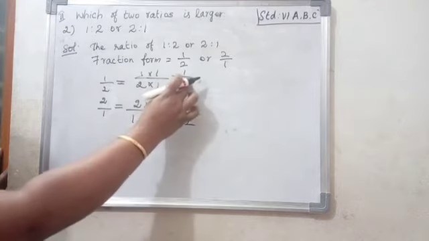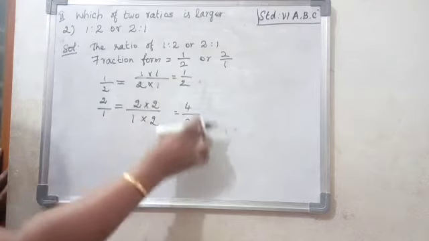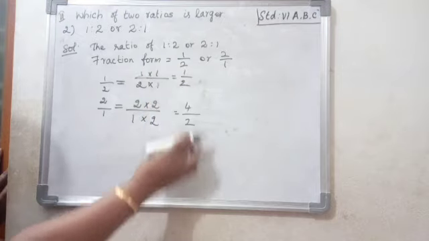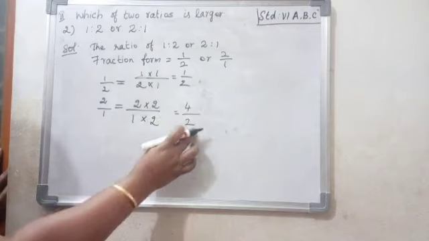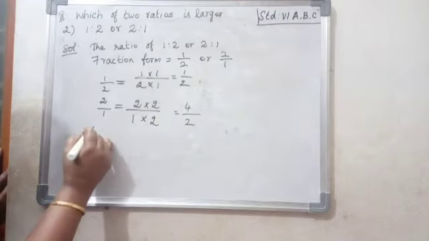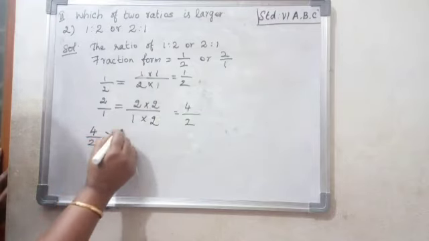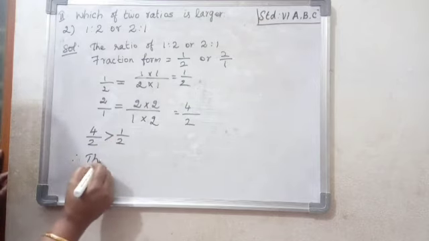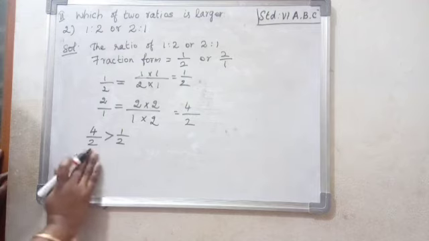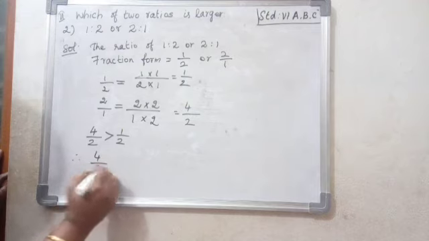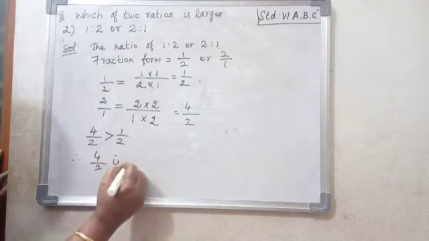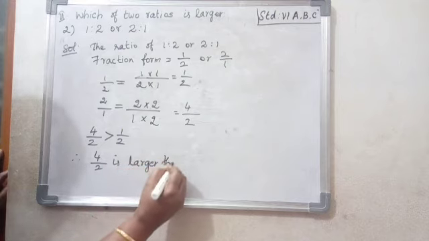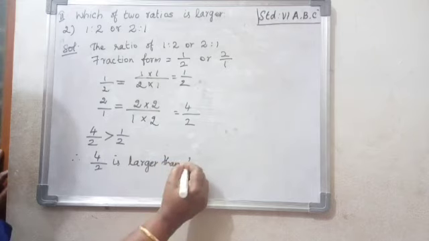The two fractions have equal denominators, so this is a like fraction. 1 by 2 and 4 by 2 are like fractions. Since they are like fractions, which is the greater fraction? 4 by 2 is greater than 1 by 2. Therefore, write the answer: 2 is greater, larger than 1 by 2.